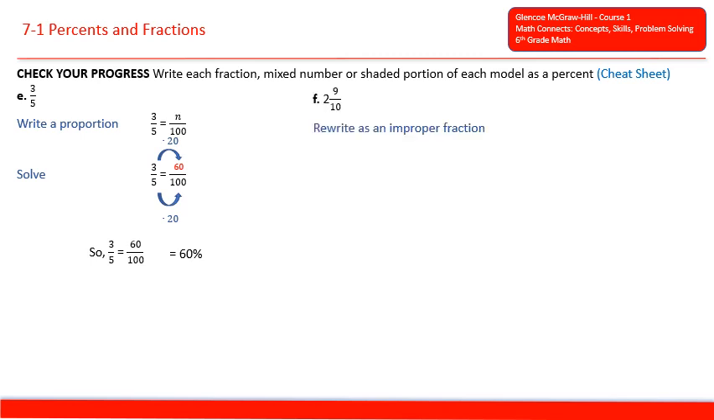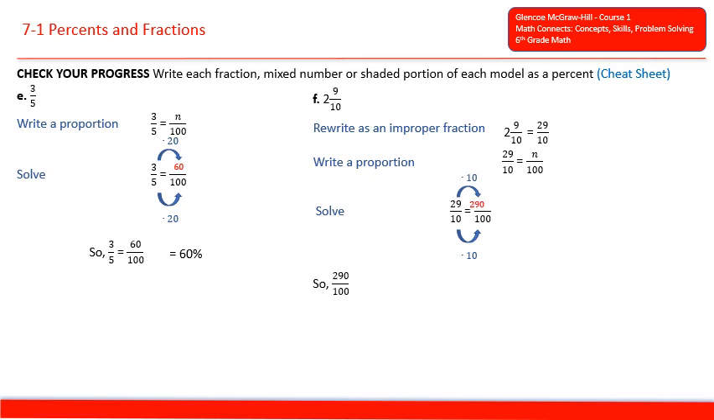2 and 9/10. Rewrite as an improper fraction. So 2 times 10 is 20, plus 9 is 29. So we get 29 over 10. And now if we write that as a proportion, we get 29/10 equals n over 100. And now we're going to solve. So how many times will 10 go into 100? 10 times 10 equals 100. So 29 times 10 equals 290. So we get 290 over 100, or 290%.